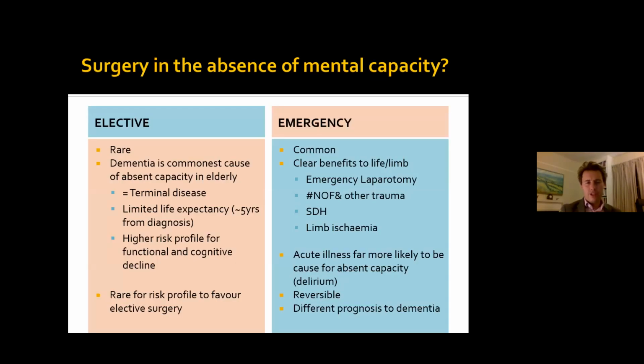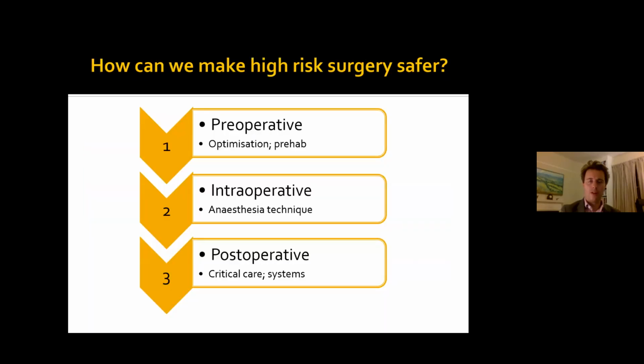IMCA. Elective surgery is going to be rare to operate on people who don't have capacity, mainly because dementia is, of course, a terminal disease with a limited life expectancy of approximately 5 years from diagnosis. So you're going to have to make a strong case to say that these sorts of patients should undergo an operation. It's definitely in their best interests. In contrast, in the emergency setting, what we know is that emergency laparotomy, subdurals, fractured neck of femur, and all these patients can have delirium, different diagnosis, dementia, different prognosis, and therefore it will be quite common to operate in best interest in this particular setting. And that, of course, is worth bearing in mind.